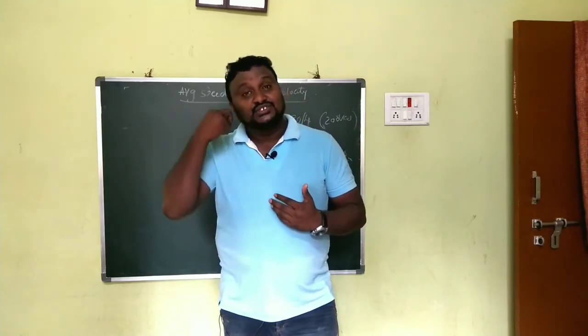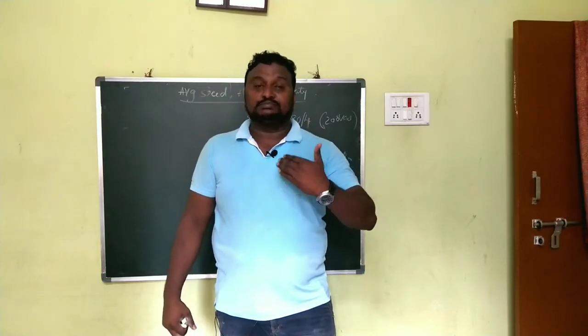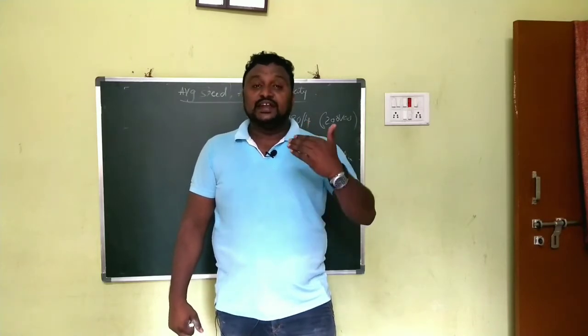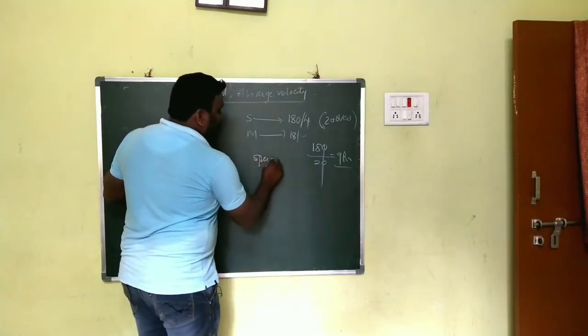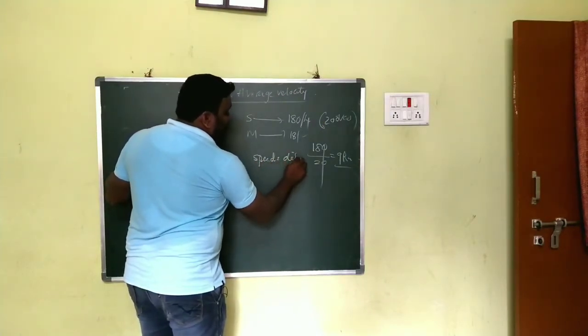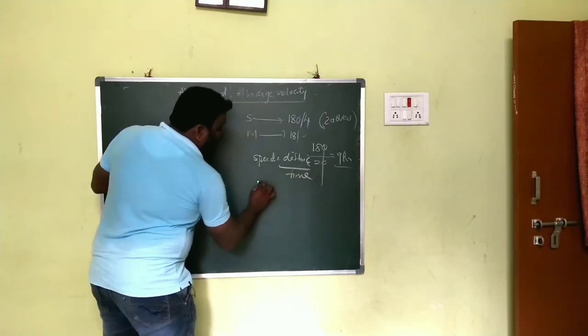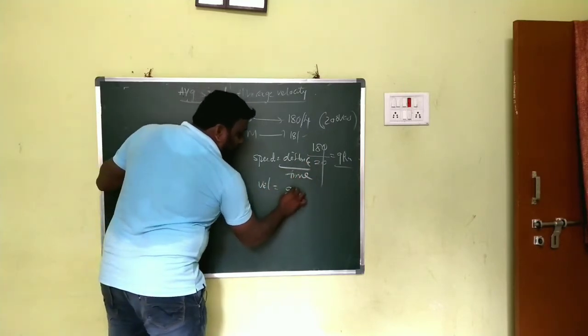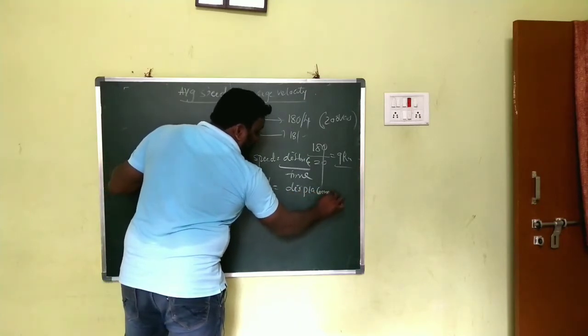Let me give a brief introduction about speed. What is speed? Speed is equal to distance by time. What is velocity? Velocity is displacement by time.